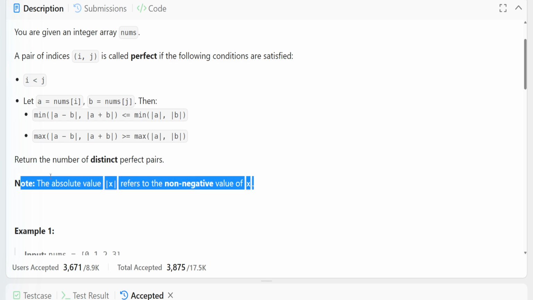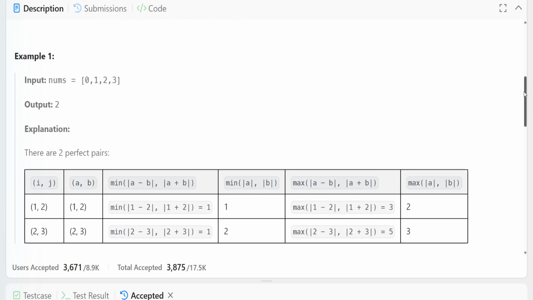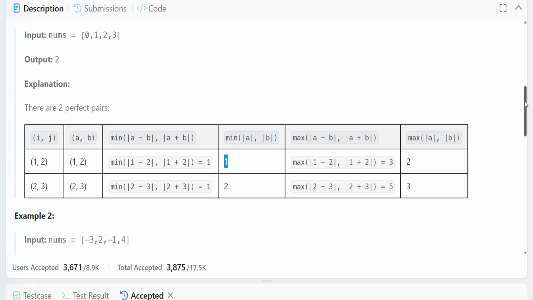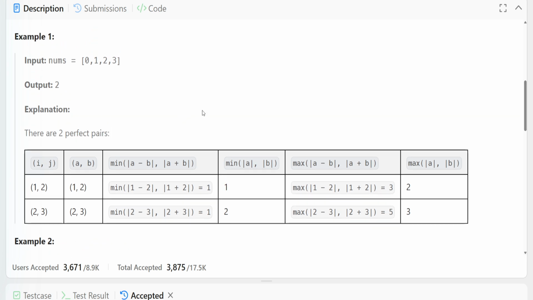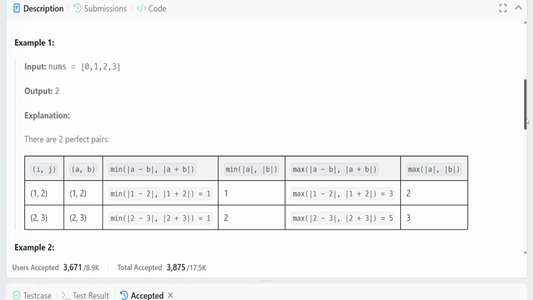Now let's understand the example. Example 1 is given with nums, and the output is 2. It says there are two perfect pairs, when i is 1 and j is 2, and when i is 2 and j is 3. Then we get the values 2 and 3 here, and in the min we get 1 and 2. That is why it is a perfect pair. That's all that is given in this example.